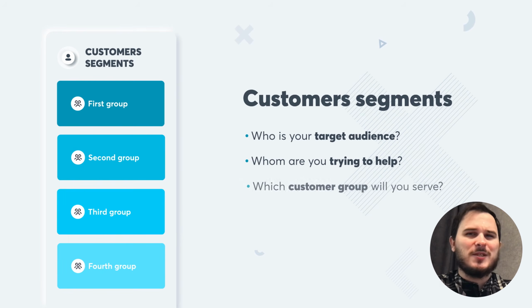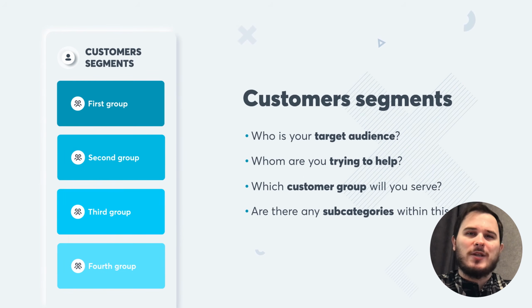Once you've got the lean canvas order sorted, it's time to identify your customer segments. Ask yourself some simple questions. Who's your target audience? Whom are you trying to help? Which customer group will you serve? And are there any subcategories within this group? Answering these questions will lay the groundwork for your business plan.